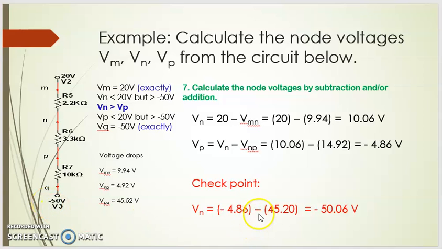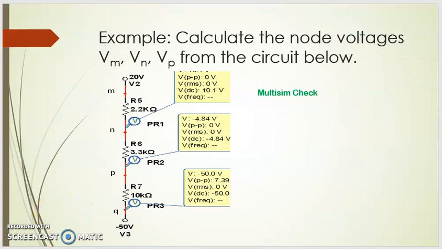As a checkpoint, if we subtract the voltage drop across R7 from Vp, we have minus 4.86 minus 45.2, which gives us minus 50.05 volts, which is what we get at V3. We can use Multisim to check, and we see we get, for Vn, 10.1 volts, for Vp, minus 4.84 volts.